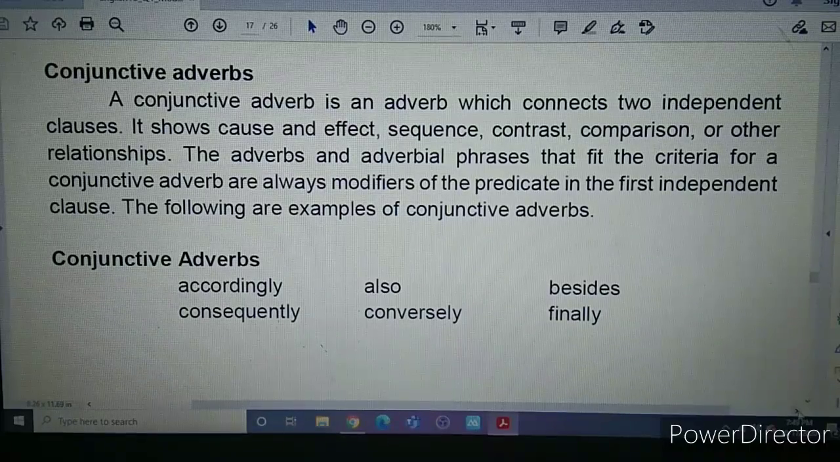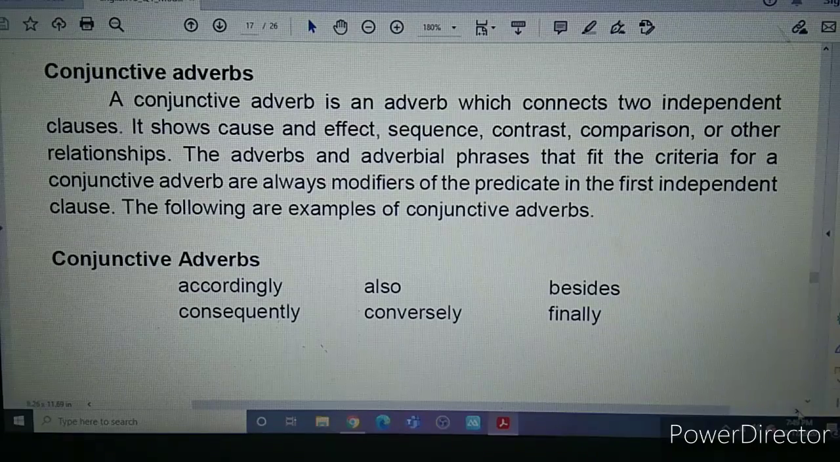What are conjunctive adverbs? A conjunctive adverb is an adverb which connects two independent clauses. It shows cause and effect, sequence, contrast, comparison, or other relationships. The adverbs in adverbial phrases that fit the criteria for a conjunctive adverb are always modifiers of the predicate in the first independent clause.